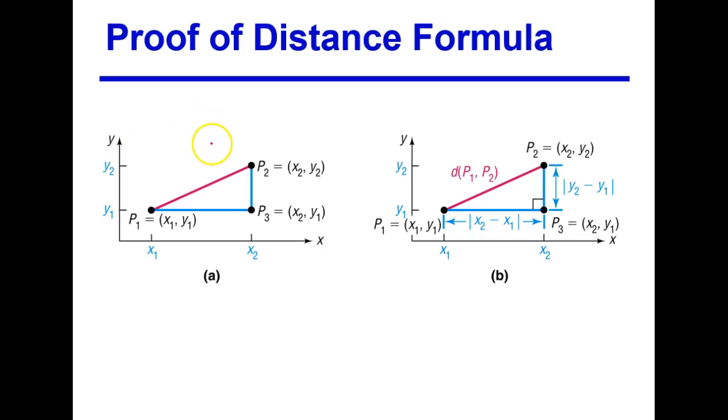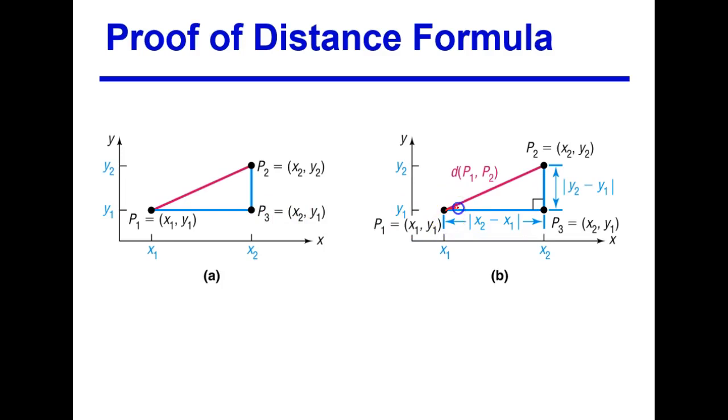Now let's look at a little proof of this. It's not super important that you understand every step of this, just follow along here. I've plotted my 2 points: I've got P1 and I've got P2. From what we did earlier when we made that right triangle, I also have a P3. That has the x value of my point 2, but the y value of my point 1. Now I have all of the points I need.